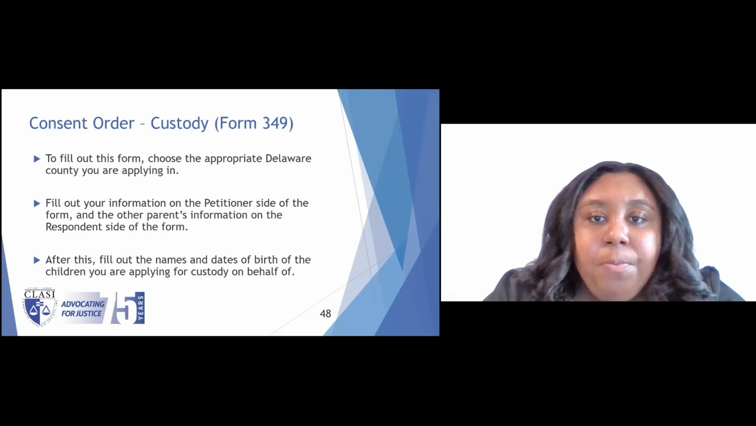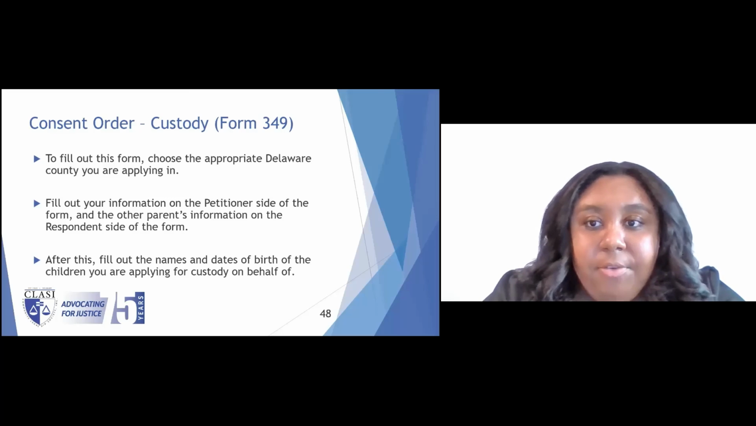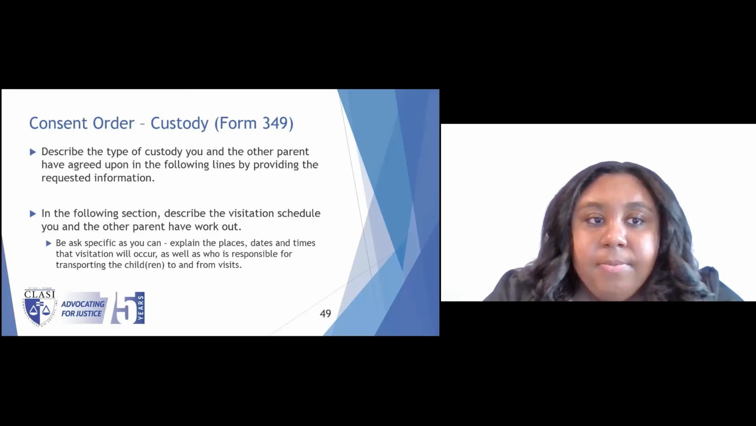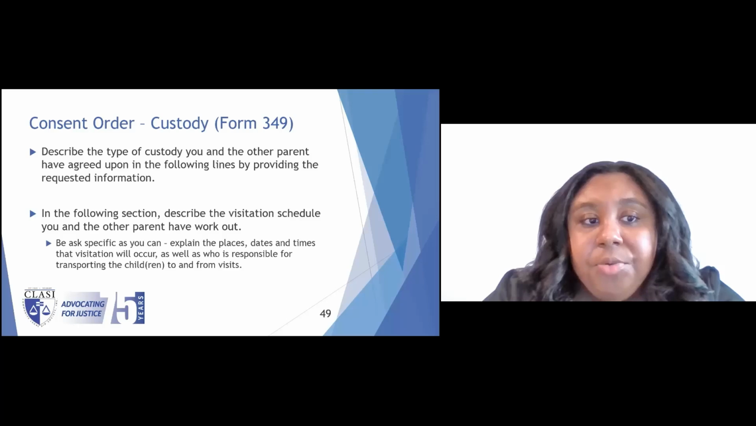To fill out this form, choose the county in Delaware in which you are applying for custody. Fill out your information on the petitioner side of the form and the other parent's information on the respondent side of the form. After you have done this, fill out the names and dates of birth of the children you're applying for custody on behalf of. You should then describe the type of custody you and the other parent have agreed upon in the following lines by providing the information that is requested of you.